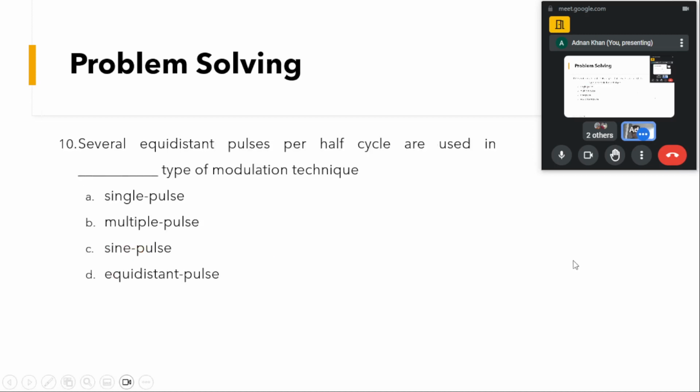Now coming to the last question. Several equidistant pulses per half cycle are used in this type of modulation.